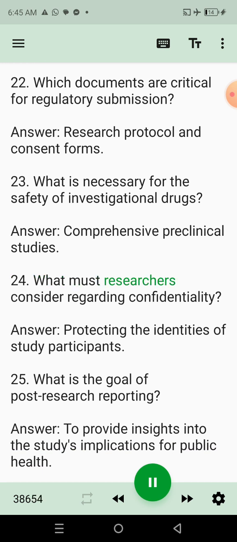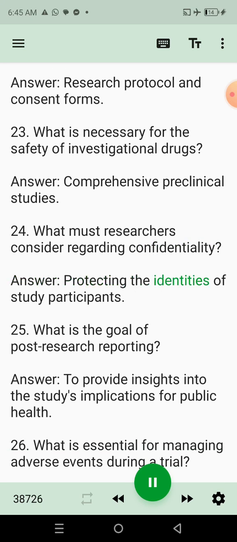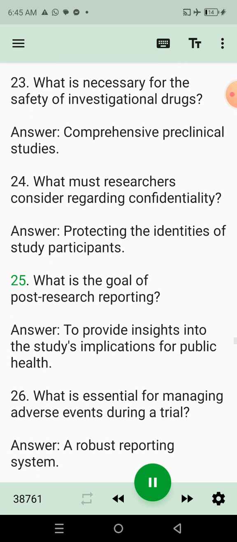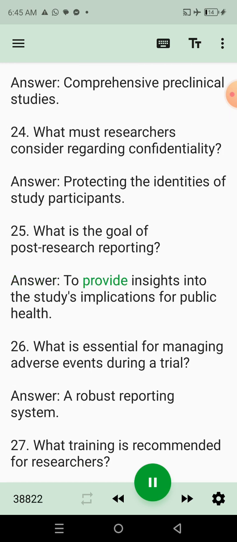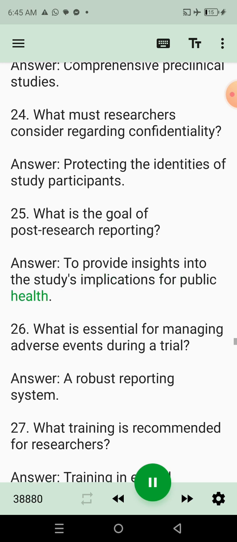24. What must researchers consider regarding confidentiality? Answer: protecting the identities of study participants. 25. What is the goal of post-research reporting? Answer: to provide insights into the study's implications for public health.